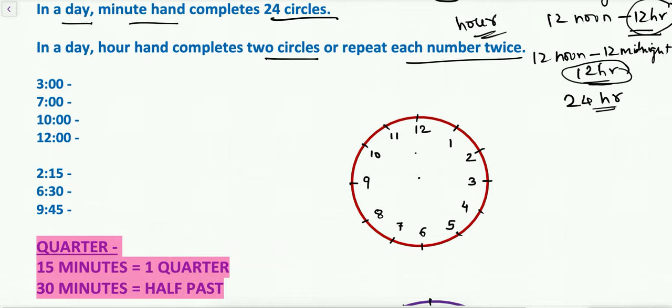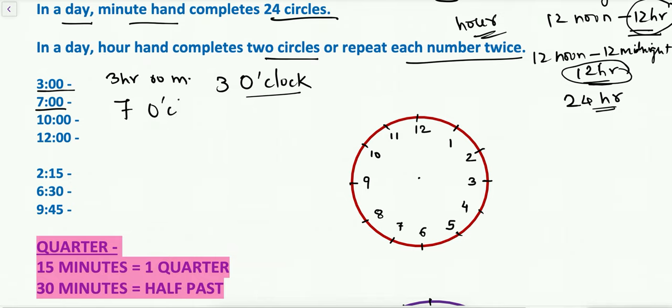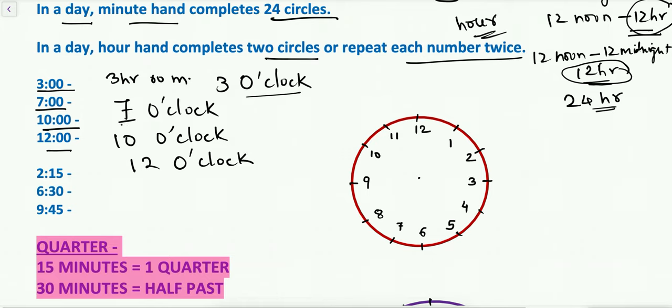First is 3 o'clock. This is how we will read it: 3 hours and 00 minutes, 3 o'clock. And this one is 7 o'clock. And this is 10 o'clock. This one is 12 o'clock. That is 7 hours and 0 minutes, here 10 hours and 0 minutes, and 12 hours and 0 minutes. So how will it look exactly?